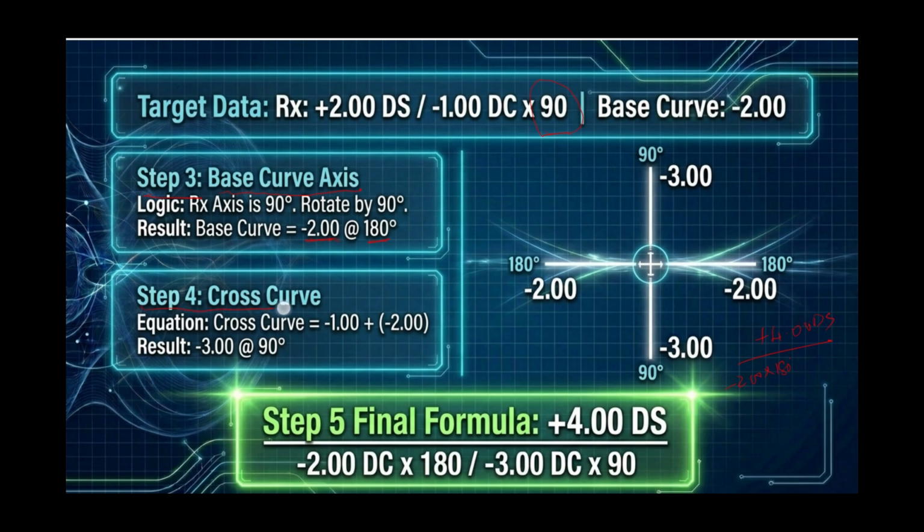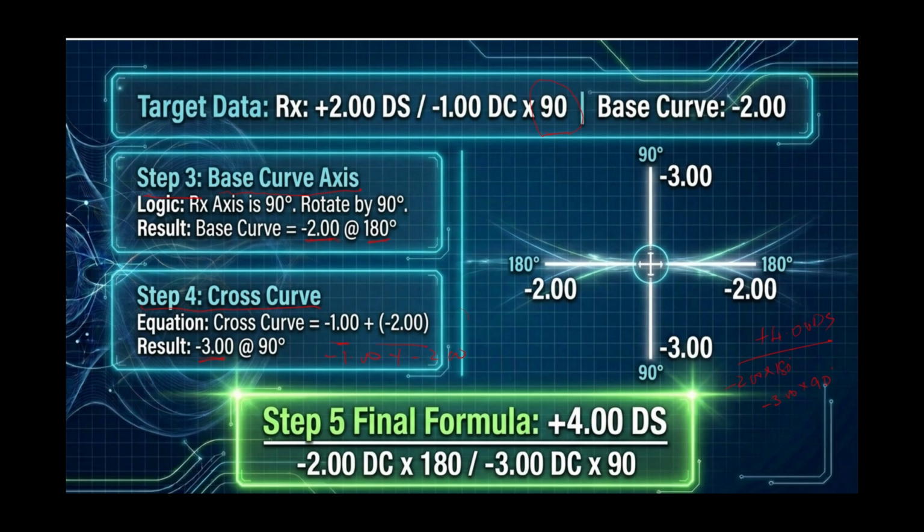Now let's go to step 4, that is the cross curve. How do we find out the cross curve? Cross curve is nothing but our prescription, that is the cylindrical prescription, plus our base curve. So it is again an algebraic sum. Here the cylinder is -1 and the base curve is -2. So we add both, we end up with -3, and the axis is the same. So what is the other part of the denominator? It is -3 at 90 degrees.